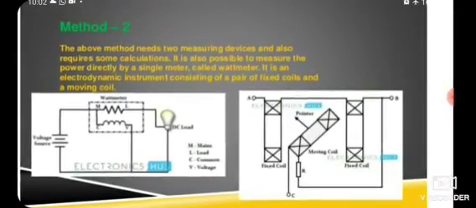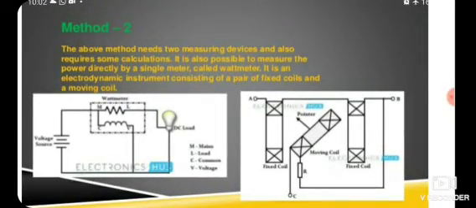And method 2, now we are going for the wattmeter. The above method needs two measuring devices and also requires some calculations. It is also possible to measure the power directly by a single meter, that is the wattmeter. It is an electrodynamic instrument. It consists of a pair of fixed coils and a moving coil. M is main, L is line, that is load, C is common, V is voltage.